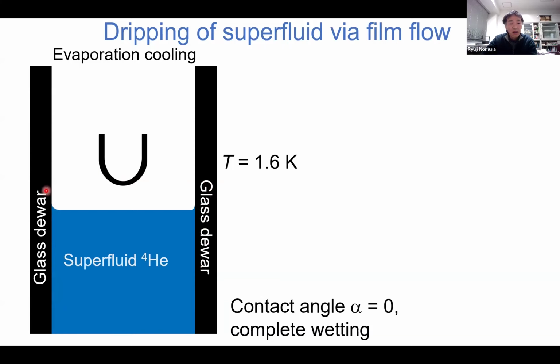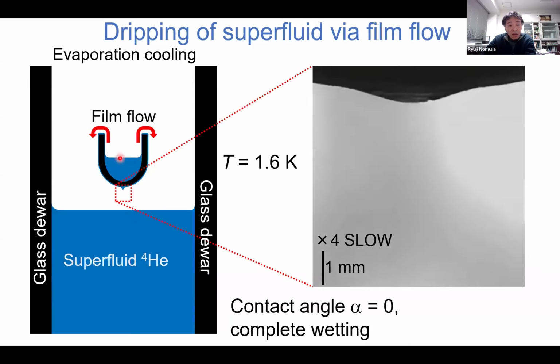We have a glass dewar, and in the dewar we have liquid helium, and we cool down this liquid by evaporation cooling and make a superfluid. We have a cup in the dewar, and we scoop this liquid in the cup. Then the liquid in the cup flows out through this film flow, and it drips from the bottom. We observe the dripping of this pendant droplet with a high-speed camera. And our temperature was 1.6 Kelvin.